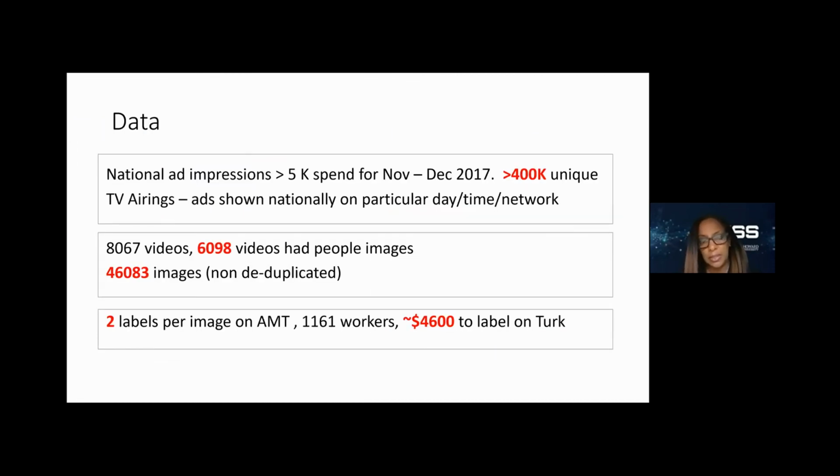So we took that data, and just to give you a sense for how much this cost a few years ago, we took all the national ad impressions from November to December 2017, which resulted in about 400K unique TV airings. So this is national in the United States in that time period. And right, most ads are shown multiple times, so it resulted in 8,067 videos, 6,098 of them had people in them, and about 46,000 images before the deduplication process. And so we took all those pictures and asked these Amazon Mechanical Turkers to label them. And this cost us about on the order of $5,000 to do this. So we got 2 labelers for each image.